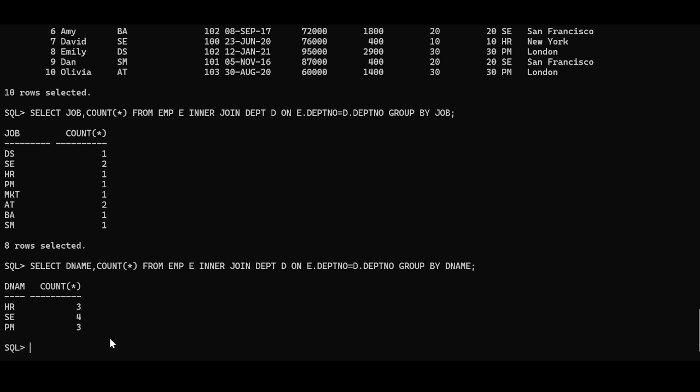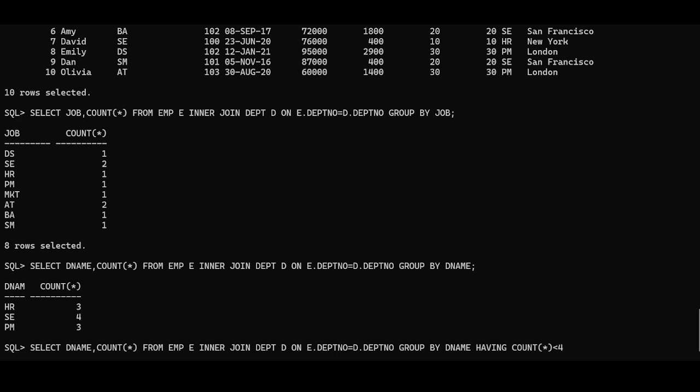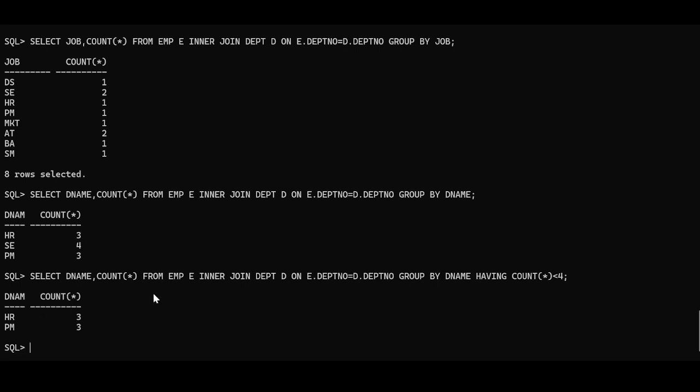Okay, I'm changing the query. I want to find the count of which departments have employees less than 4. Okay. So at the last, I will be using what? I will be using the having expression saying that, find the count if the count is less than. Okay, I will explain this query.